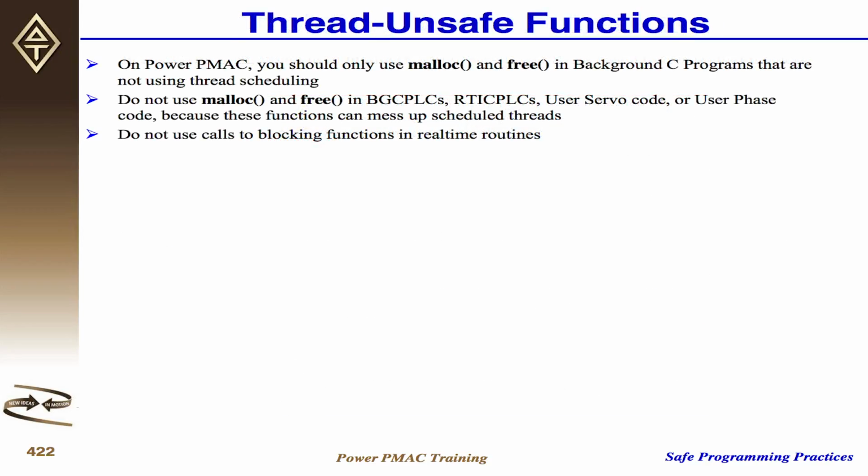You should also not use calls to blocking functions in real-time routines. Certain communication functions will block until they get a response. Blocking means that it won't release the thread. Like serial communication functions do that, for example. And some TCP/IP communication functions will block unless you've told them not to, so let's be careful there. All right, so any questions on safety when programming C?